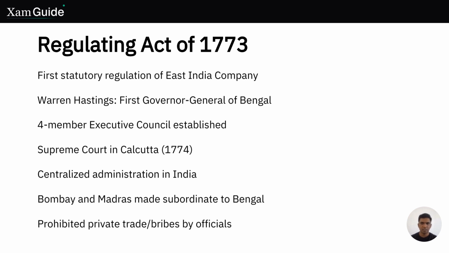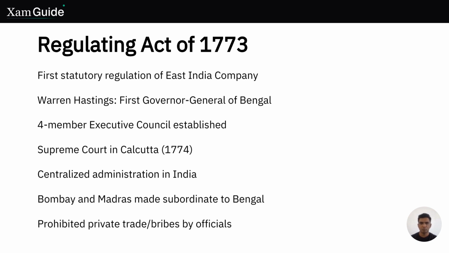Well, it established a centralized administration in India and formally recognized the company's political and administrative authority over our territories. They appointed Warren Hastings as the first Governor General of Bengal with a four-member executive council to assist him. They also set up the Supreme Court in Calcutta around 1774.